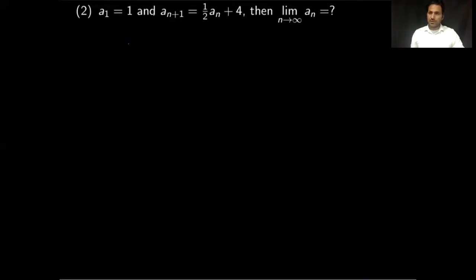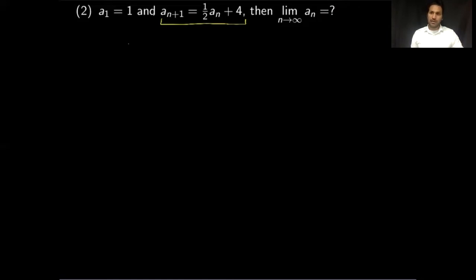Next, we will solve this example by using the monotone convergence theorem. In this example, our sequence is given in terms of this recurrence relation. This time we do not have the explicit form of the general term. Instead, our general term satisfies this relation. In this example, we will show that the sequence is bounded, the sequence is also monotone, and also we will find the limit of the sequence.